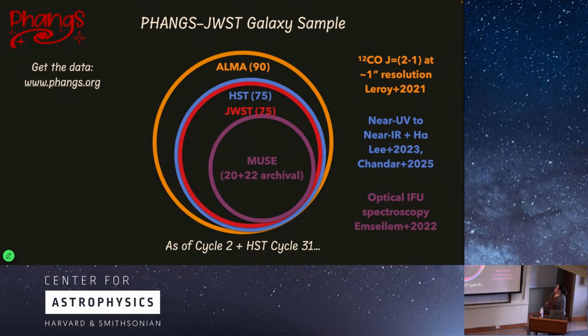And our current sample and the coverage of different instruments looks like this. For 90 of the galaxies we have CO. For a large subset, there is HST and JWST. And for a good chunk of the rest of that, there is optical IFU spectroscopy over the disk.